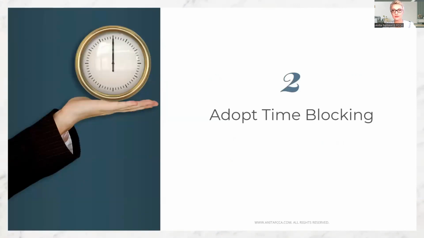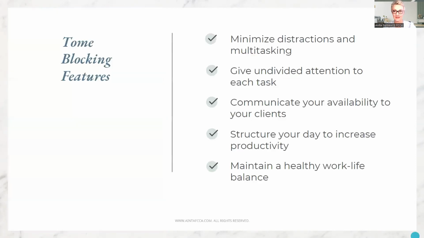The second method of effective time management is time blocking. I hope you have heard of that, and if not, I'm going to explain exactly what it is. Time blocking is a game changer when it comes to managing your schedule effectively. This technique involves allocating specific blocks of time for different types of tasks. So what are the features of time blocking? Why is this method so important and so useful?